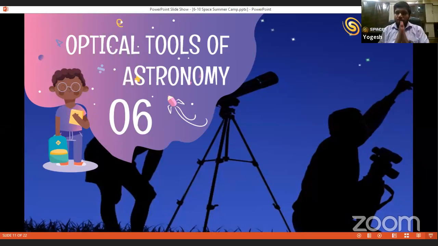We will not limit our discussion to telescopes. There are binoculars as well. And the most important instrument that we need for doing astronomy, or any work, is there with us. One optical tool, that is our own eye. Right? So we are going to talk about these things in the session of optical tools of astronomy.